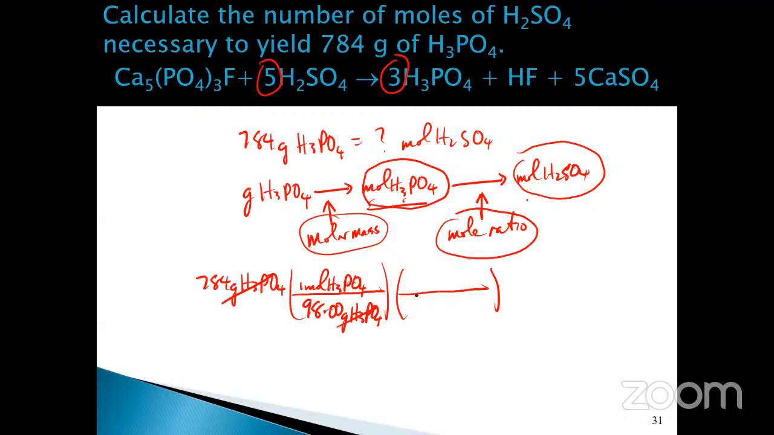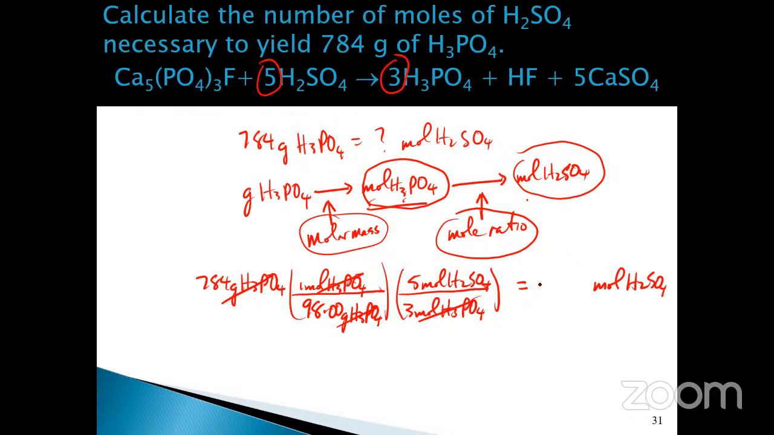And the answer, of course, would be that you'd put 3 moles of H3PO4 down here as a denominator, and upstairs above, you're going to put 5 moles of H2SO4 as the numerator, so that this unit will cancel out with that unit. So the only unit remaining would be the moles of H2SO4. So of course we have to do our number crunching. So you're going to get 784 divided by 98, then multiply by 5, and then divide by 3.